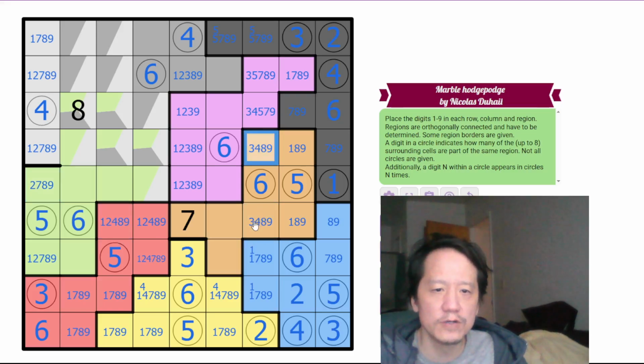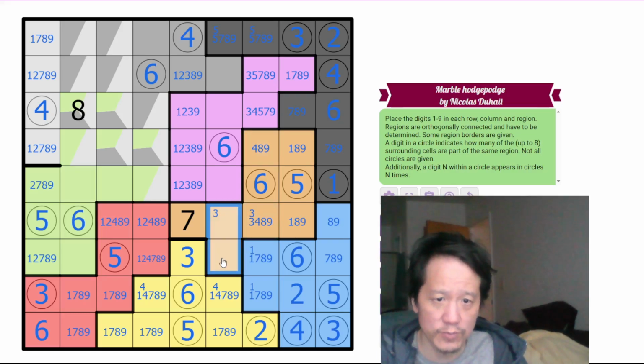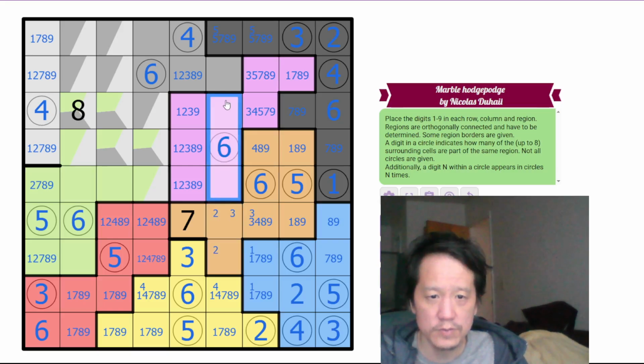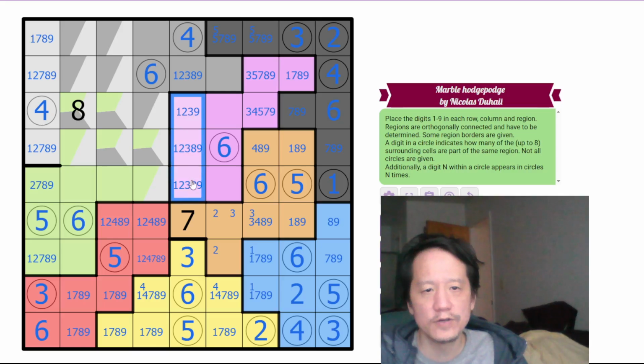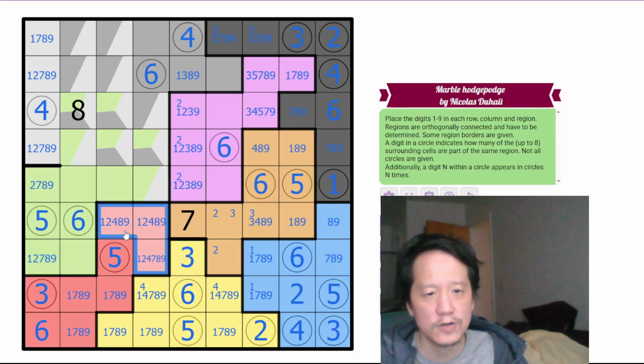3 has to be one of these 2 digits because this can't be 3. So 3 is one of these 2, which means this cannot be 3. 2 has to be one of these 2. So this can't be 2. For the orange, one of these is 2, so this can't be 2 here. For the pink, one of these is 2. For the red and the orange, therefore this cannot be 2 here.